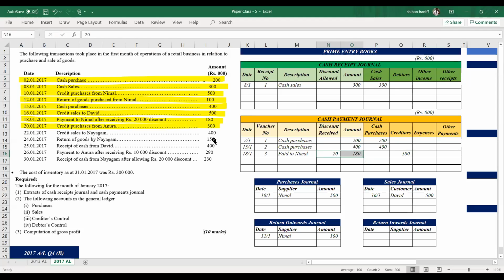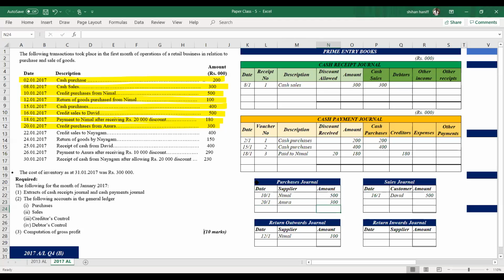20th January, credit purchases from Anurag. So it is another credit purchase from Anurag. Purchases journal, 300. So we are separately recording in the relevant prime entry books.